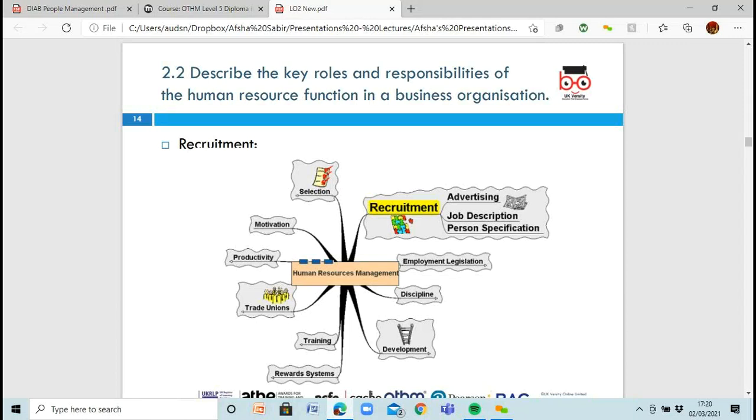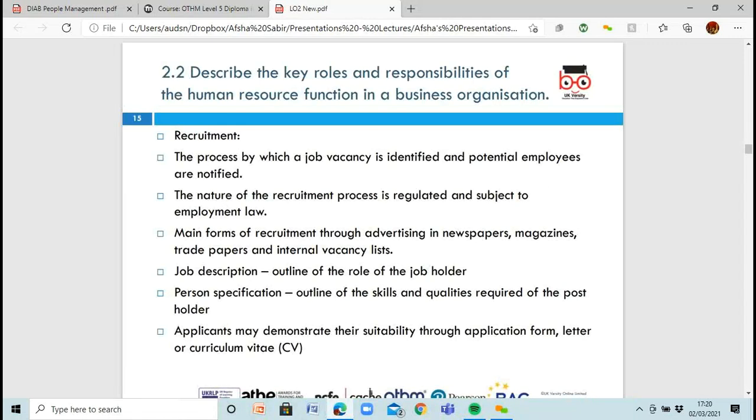So for recruitment, you look at advertising, your job description, and your person spec. Recruitment is just how a vacancy is advertised. It will follow the regulations for employment law. There are main forms of recruitment, so you do it through advertising in papers, magazines. To be honest, everything is done on the internet now. So LinkedIn, you've got so many other online job places where things are advertised.